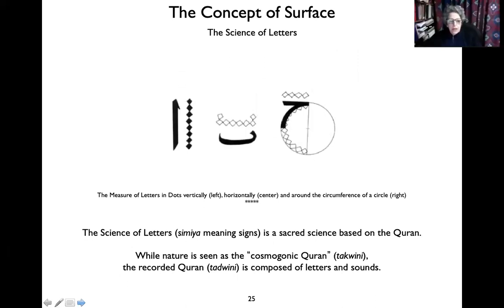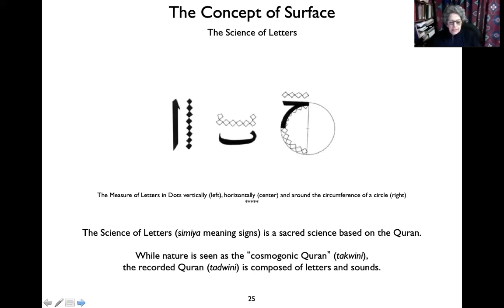Okay, so this is how the science of letters is used, for instance, in calligraphy, where there are a number of dots that determine how you draw this letter. This is based on dots, and they use these dots very often in carpet design, in the design before they would create the carpet. But it's all based on a line. This is a line that would then determine the height of an Arabic letter in its calligraphic form. So the measure of letters in dots, vertically and horizontally and around the circumference of a circle, this is what this shows. The science of letters, ilm simya, meaning signs, is a sacred science based on the Quran.